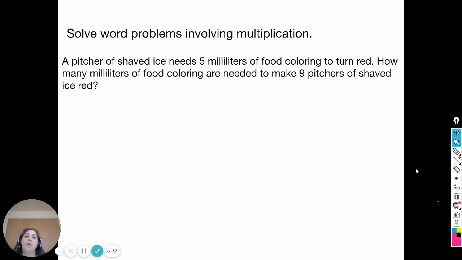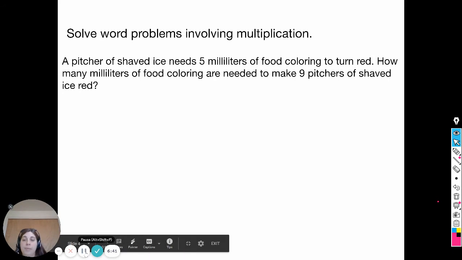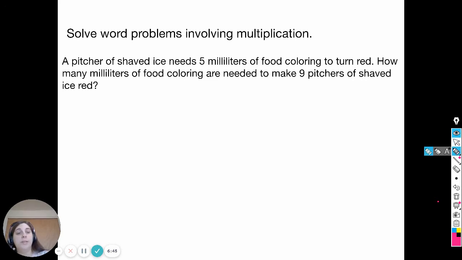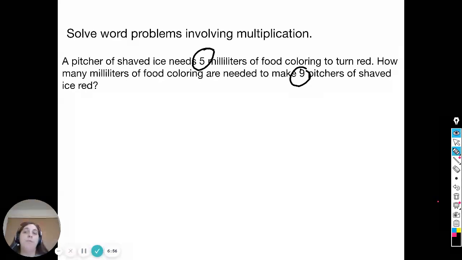Okay, now let's solve a word problem involving multiplication. A pitcher of shaved ice needs 5 milliliters of food coloring to turn red. How many milliliters of food coloring are needed to make 9 pitchers of shaved ice red?